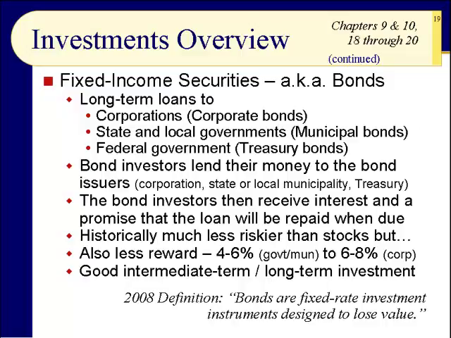But let's see the 2008 definition. Bonds are fixed-rate investment instruments designed to lose value. Right. In 2008, what happened? Well, except for Treasury bonds, everybody in the world was sure that the world was going to end. So not only did they dump stocks, they also sold their bonds. Which meant the price dropped. So corporate bonds and municipal bonds fell in value. We'll discuss this later on.